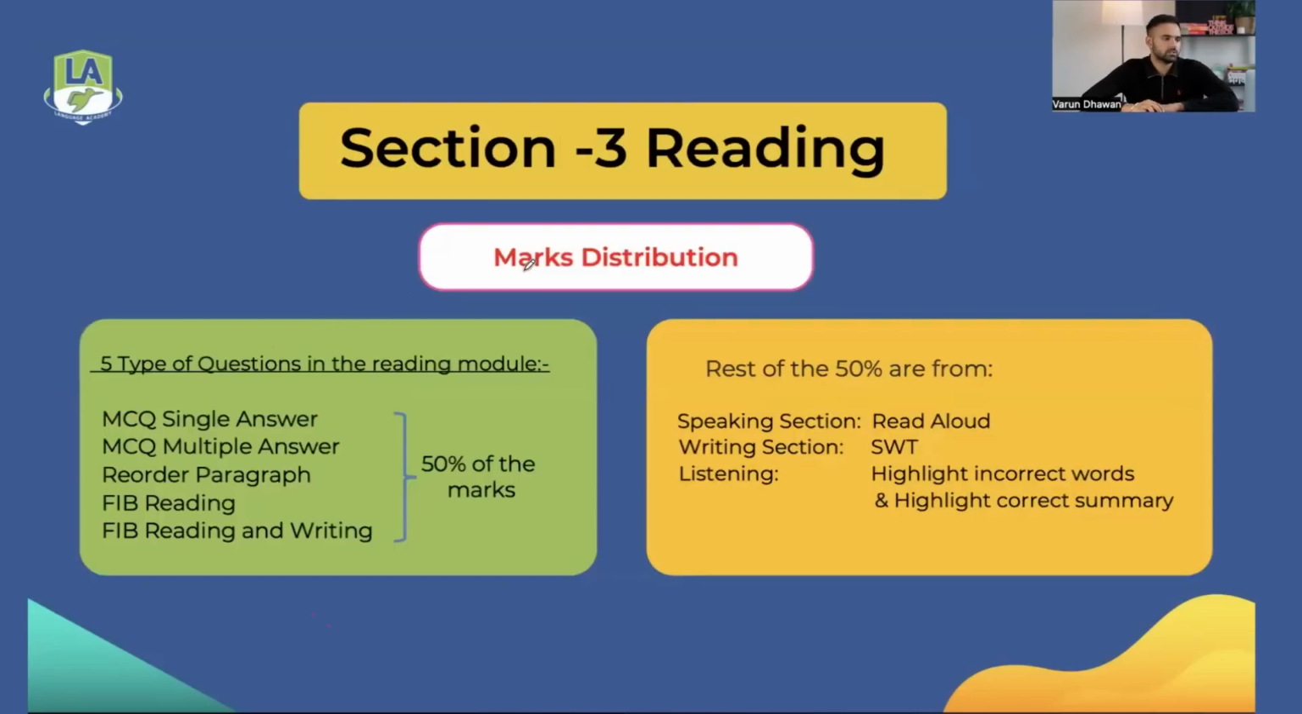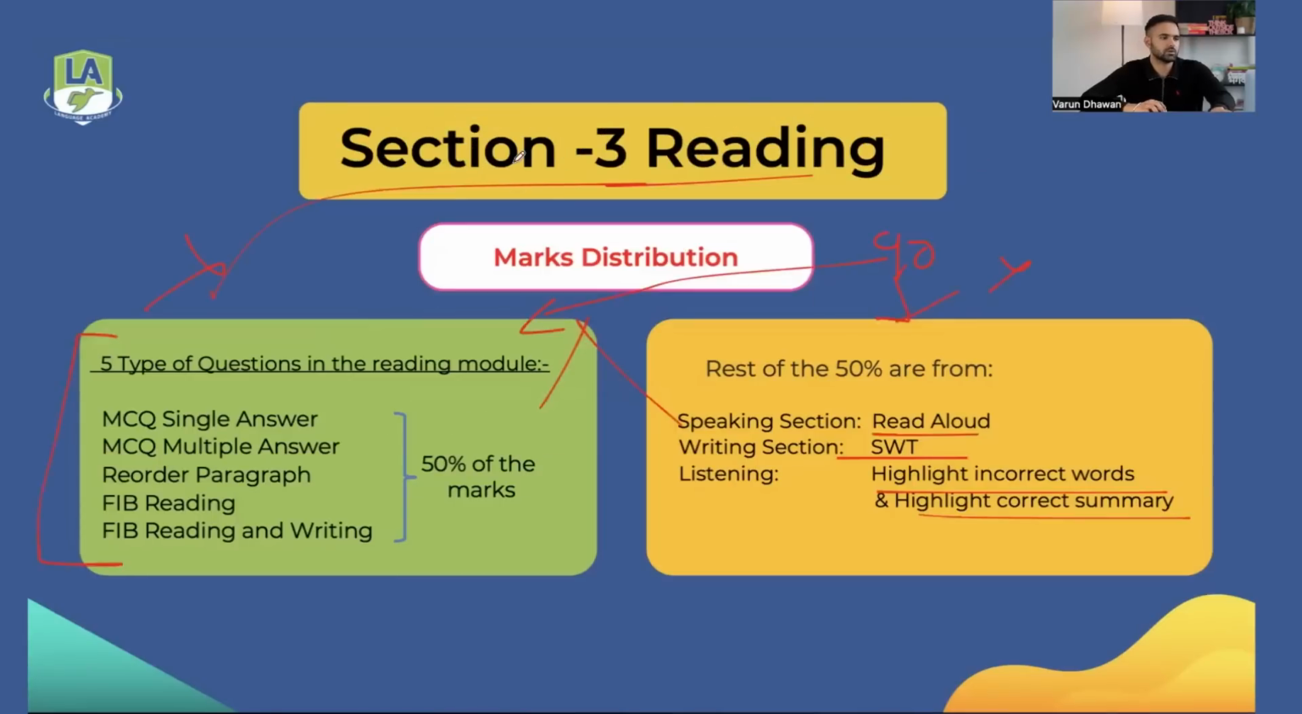So the marks distribution for the reading module. If reading module is 90, 50% points are from the reading module and the remaining 50% are outside the reading module. So for reading, you don't just have to work on reading, you have to work on other modules which contribute towards the reading module, which include read aloud from speaking, summarize written text from writing, highlight incorrect words, and highlight correct summary from listening. So along with this, we have to work on this as well. But for now, we'll be having a look on these 5 question types.